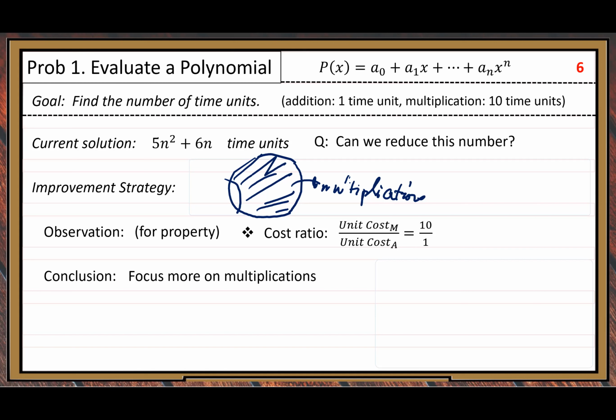So now let's apply this strategy. Reduce the number of multiplications. The gain is big. We know the gain would be big if we work on this important part.